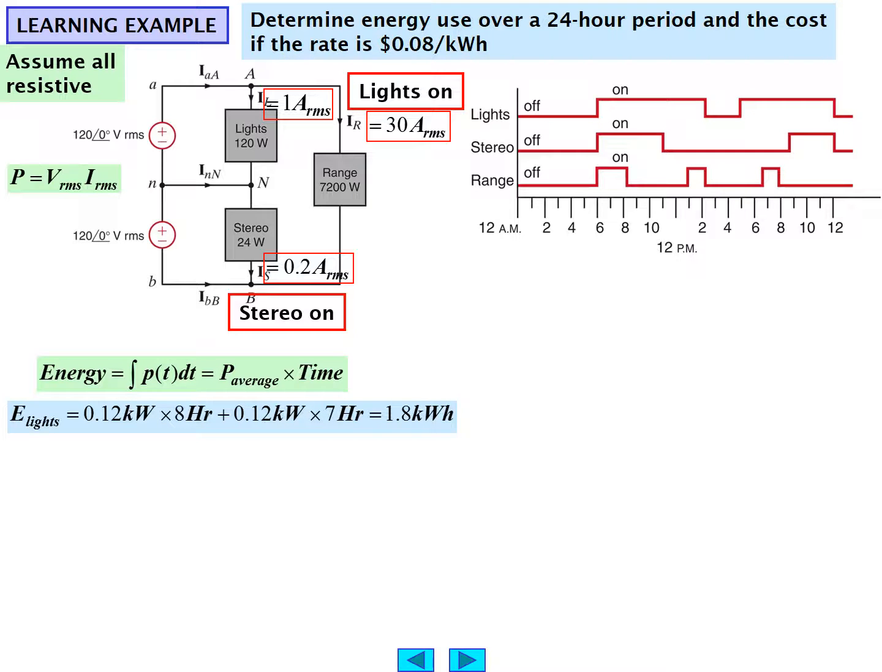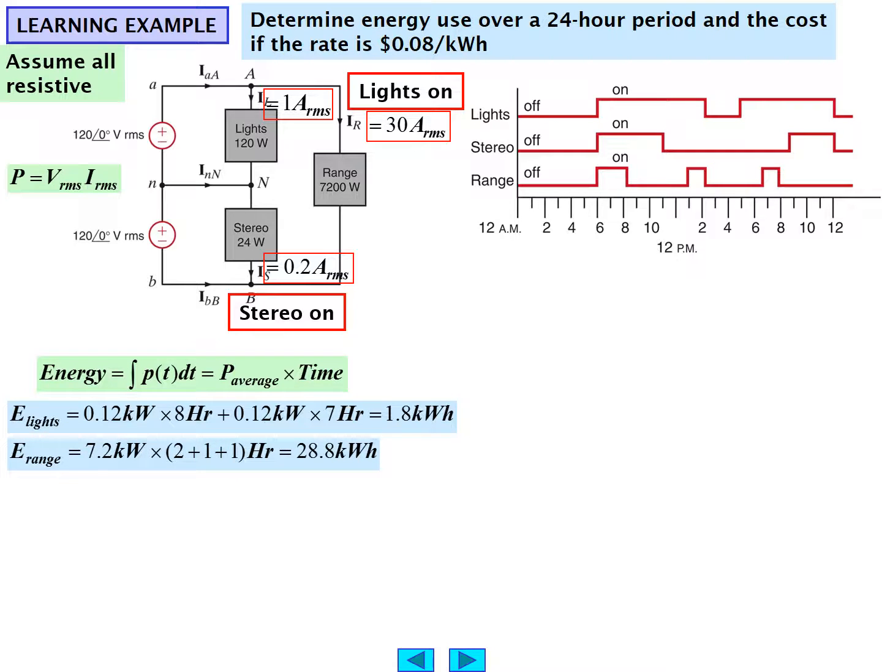So the energy in the lights is 120 watts, which is 0.12 kilowatts, times 8 hours, because we've looked at the graph and we've determined that it has 8 hours on, plus another term in which it's 7 hours on. So we end up with 1.8 kilowatt hours for the lights.